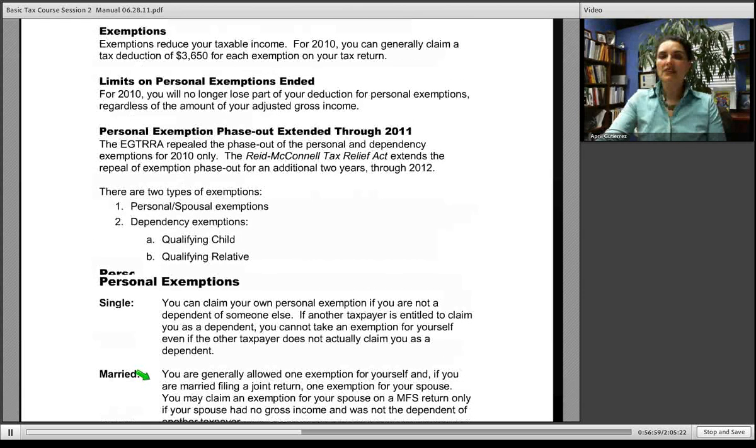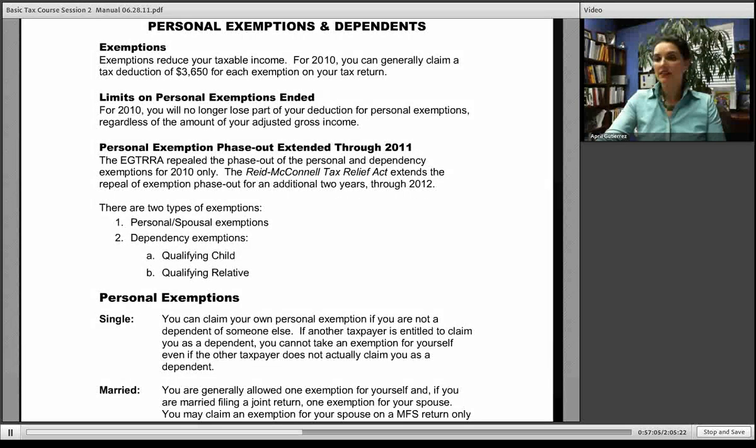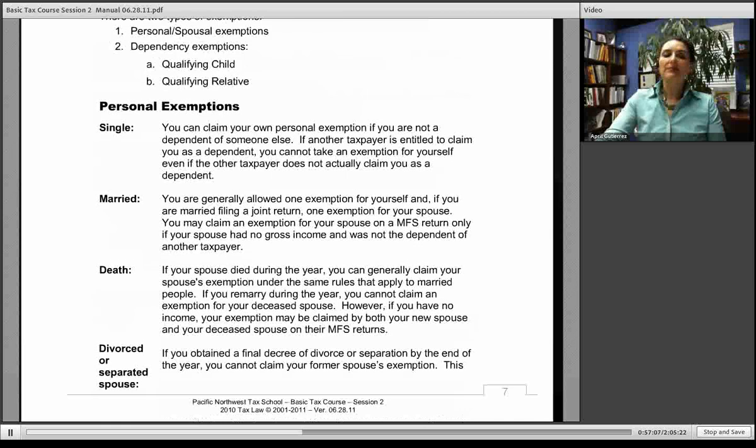Well, didn't I just finish telling you up here that there's only one $3,650 deduction per person? Well, there is one exception to that rule, and that is if you happen to be married to someone who died and you had no income, and then you marry someone else, and you still have no income, and you don't file a joint return with your new spouse, then your new spouse and your deceased spouse can both claim your exemption on their returns.